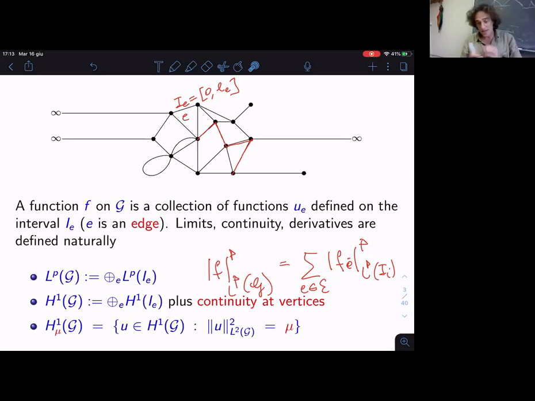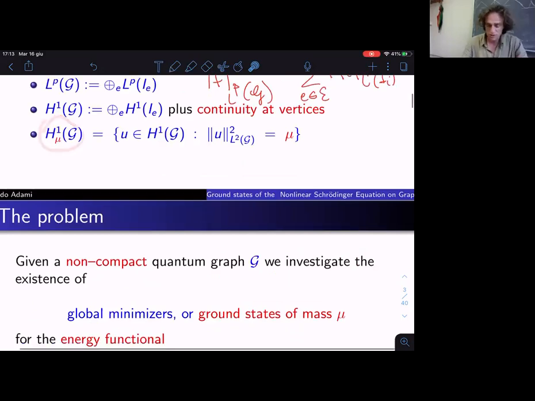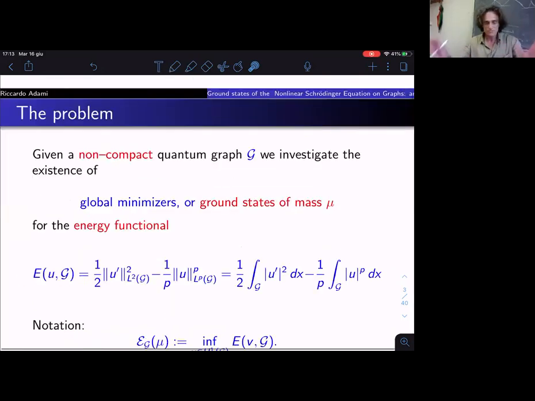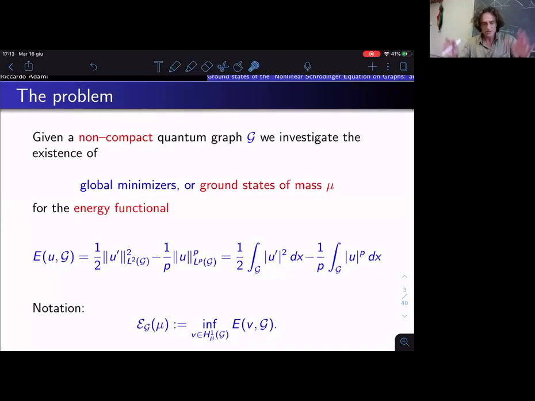But our functional space, our environment, is H^1_mu. H^1_mu is made of all H^1 functions under the mass constraint. We will call the squared L^2 norm the mass, and we fix this mass to be equal to a positive number mu. And we will work on that. Okay. And what is our work? We will do the basic variational problem, because we seek ground states. This was the starting point of our work some years ago.